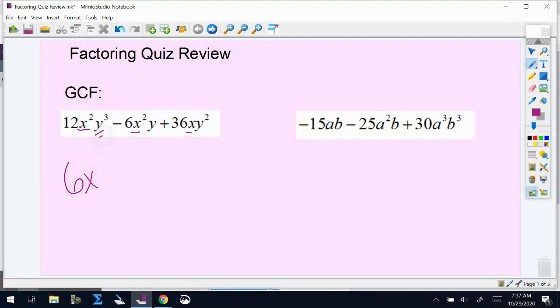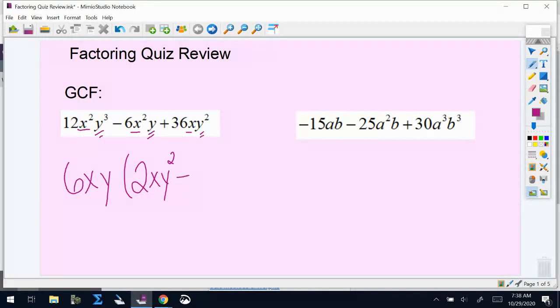And then you're going to do the same thing for your y's. So you have a y to the third, you have a y and a y squared. So they all have at least a single y. So that is your common factor that comes out front. And then you're going to go to each term and divide that out and see what's left. So if I divide 12 divided by 6, I get 2. I took out one x and one y, which means I'm left with 1x and y squared.